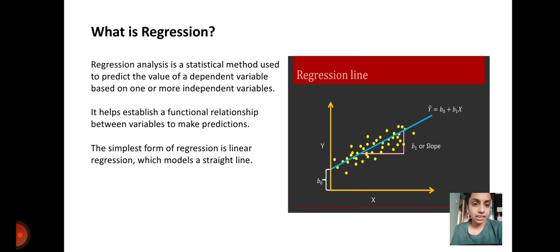What is regression? Regression analysis is a statistical method used to predict the value of a dependent variable based on one or more independent variables. It helps to establish a functional relationship between variables to make predictions. The simplest form of regression is linear regression, which models a straight line.